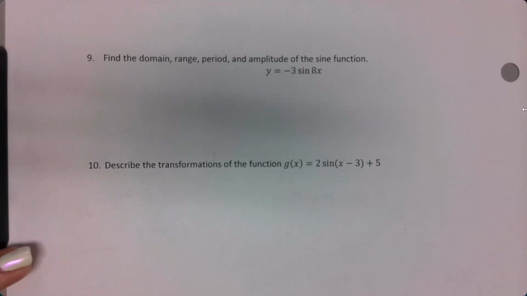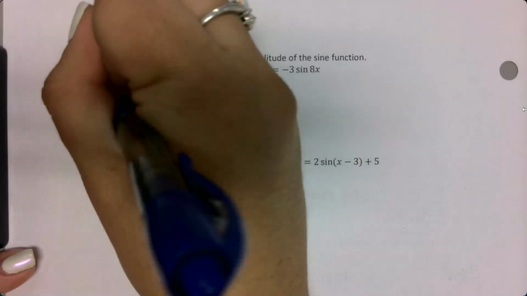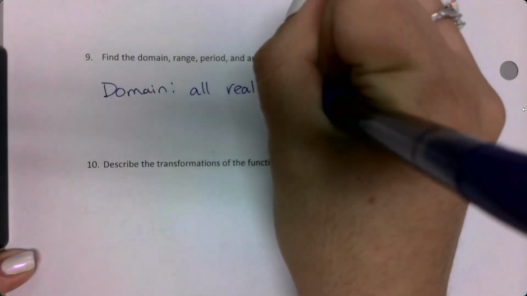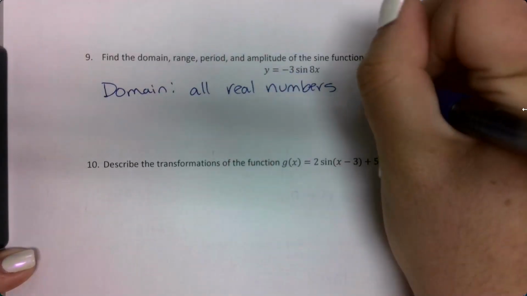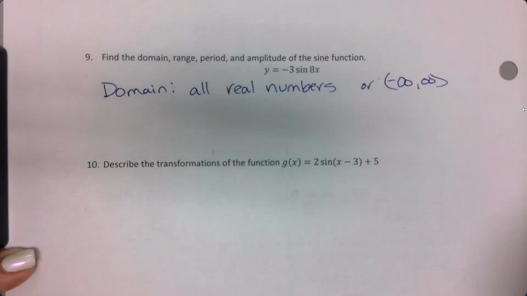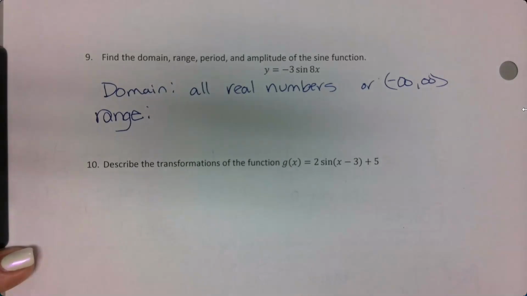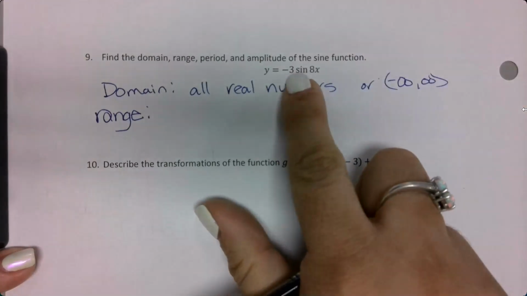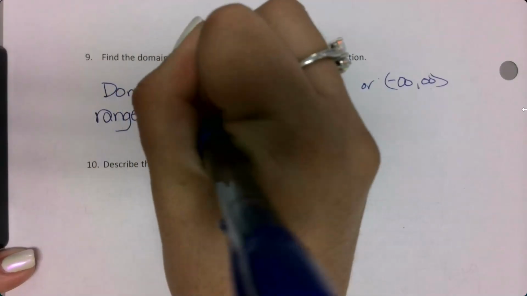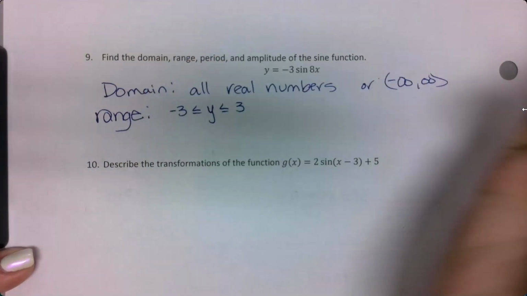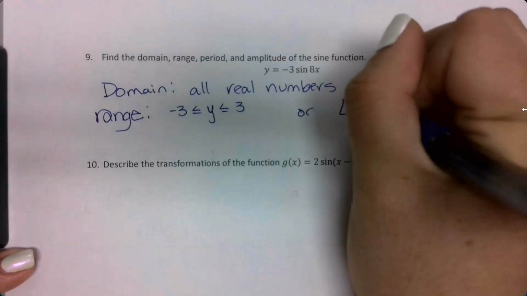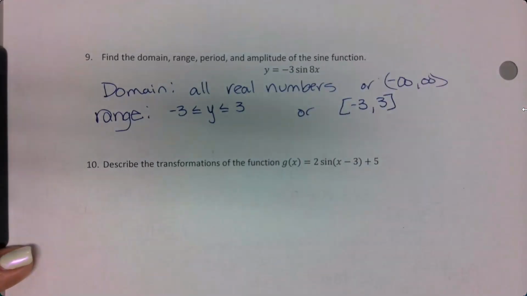Okay, this one wants me to find the domain, range, period, and amplitude of the sine function. Remember, my domain for these is always all real numbers, or negative infinity to positive infinity. My range is normally negative and positive 1, but if I have an amplitude out front, it multiplies by that. So it's going to be negative 3 to positive 3. Or another way I could write that is negative 3 comma 3 in the square brackets.